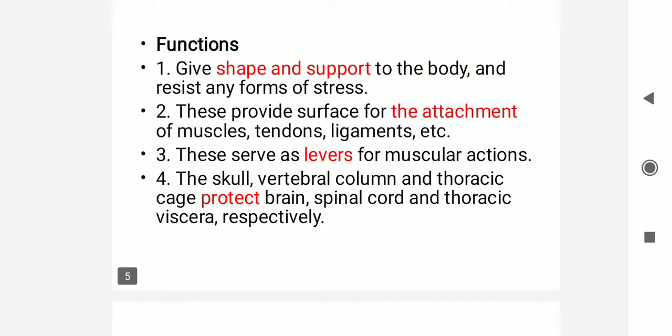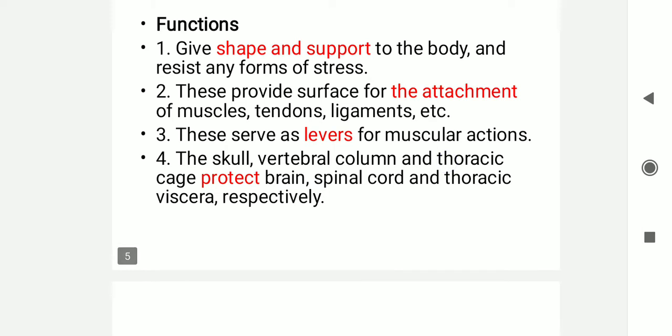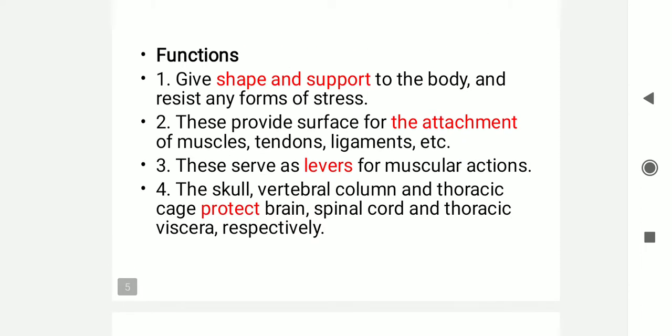Now we will discuss the functions of the bone. Before discussing the functions, I have highlighted some words to draw your attention to them, and it will be easy to remember at the time of exam. Like shape and support. Bones give shape and support to the body and resist any form of stress. It means bone gives shape and support to the body.